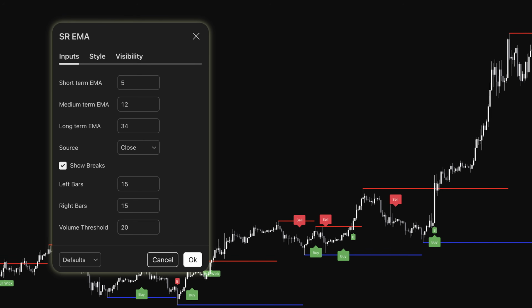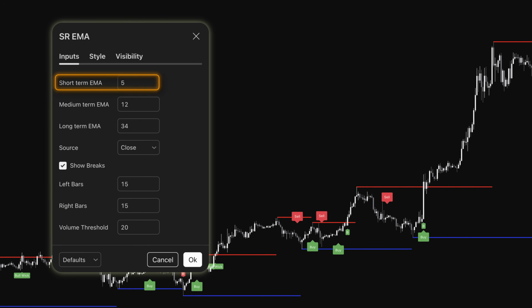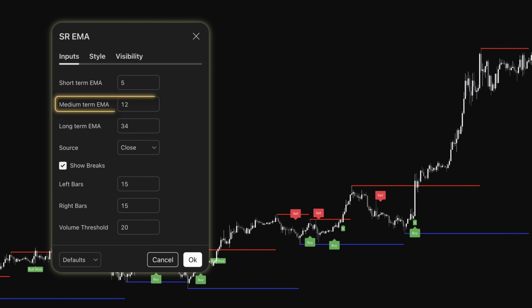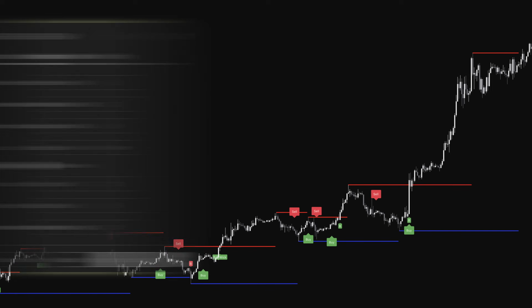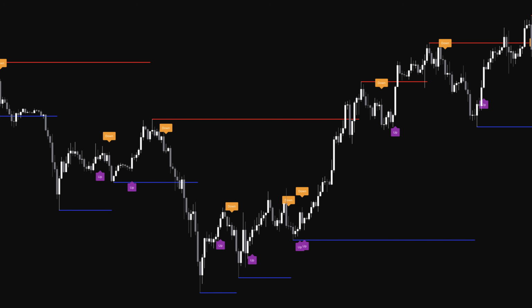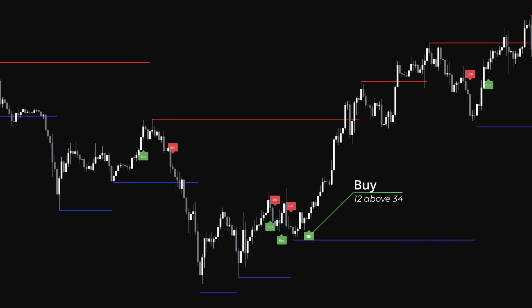The EMA system uses 3 periods, short-term at 5, medium-term at 12, and long-term at 34. The visual signals include 4 distinct patterns. Uptrend labels appear when the 5 EMA crosses above the 12 EMA, and downtrend labels when it crosses below. Buy signals fire when the 12 EMA crosses above the 34 EMA, and sell signals when it crosses below.